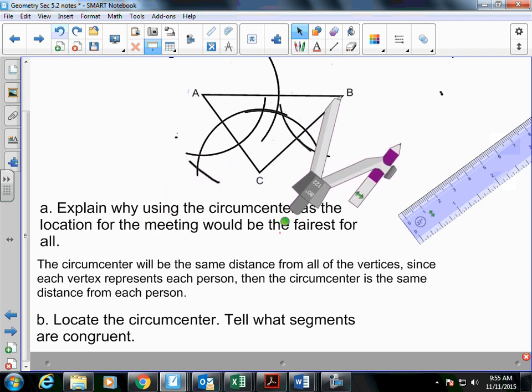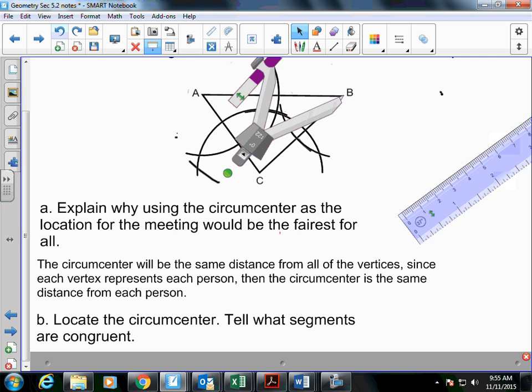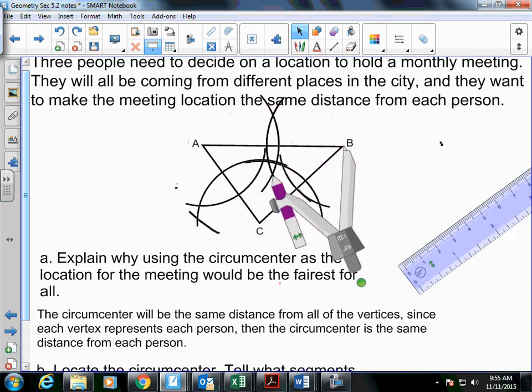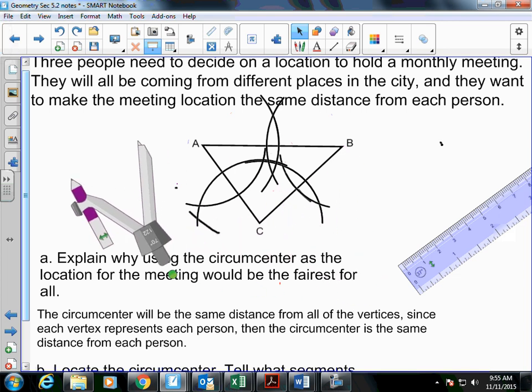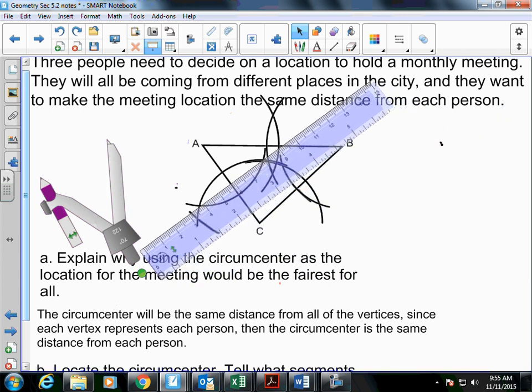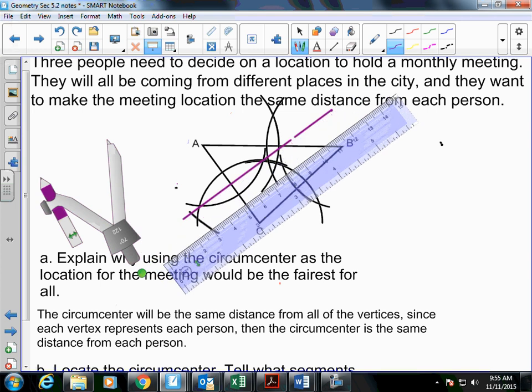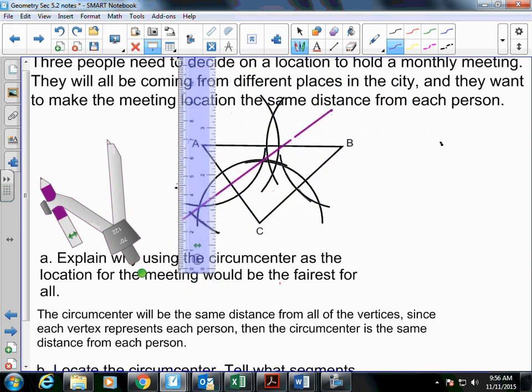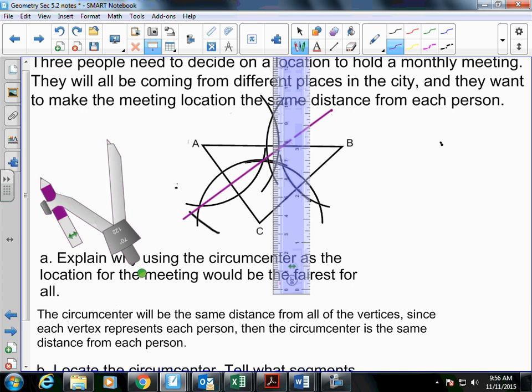Above and below on each side. Once I've got all of those in place, then I can bring in my straight edge, line up with each of the intersections. On there. Up right there. There we go.